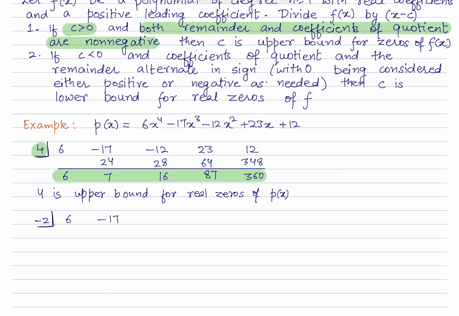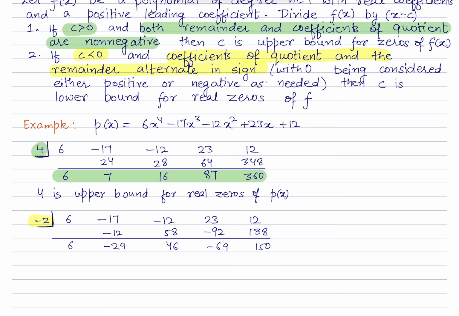You will do the synthetic division, bring down the first term as it is, moving upward multiply by negative 2, going downward add the terms, going downward add the terms, going upward multiply by negative 2. That gives us a remainder of 150. So if you are checking for a negative number and the coefficients of the quotient and remainder alternate in sign, you will say c is a lower bound for real zeros.